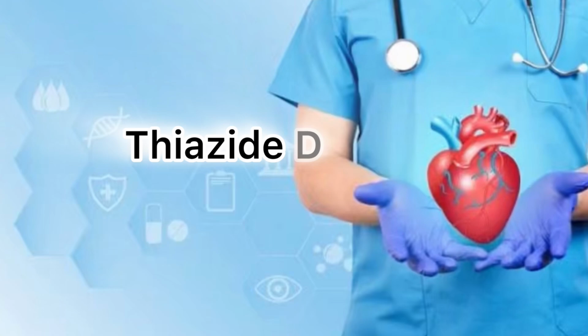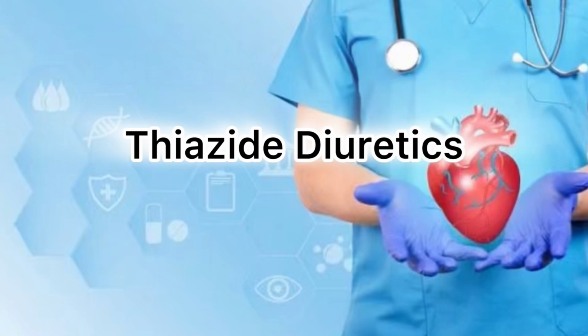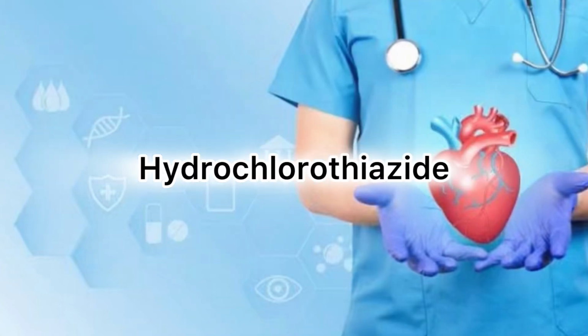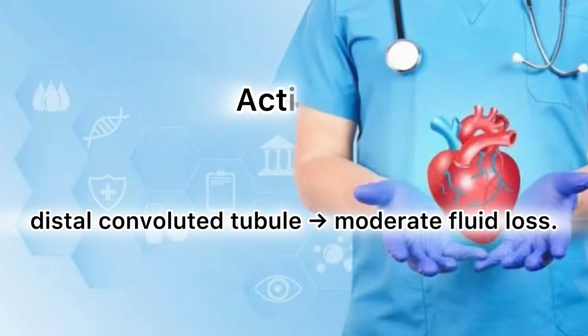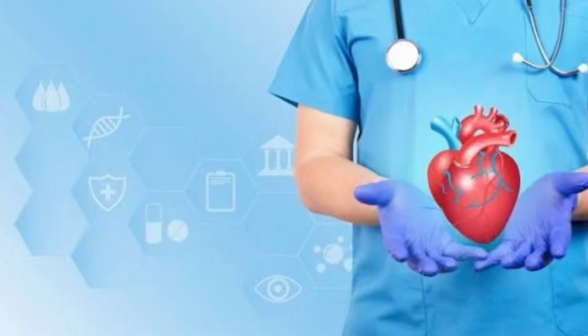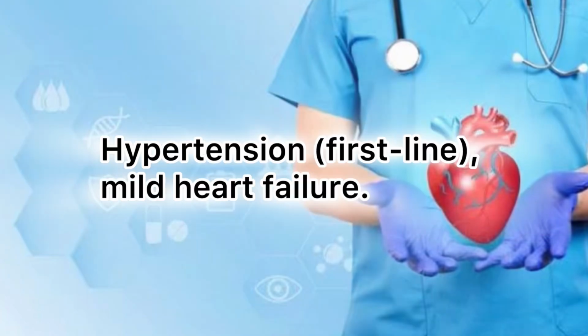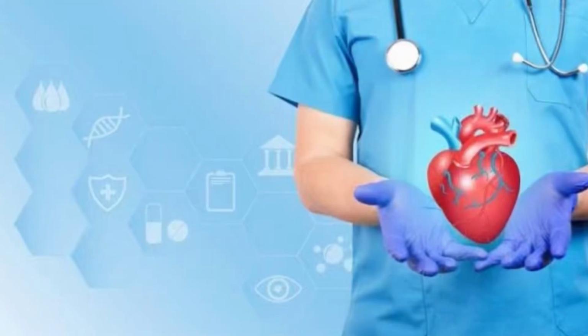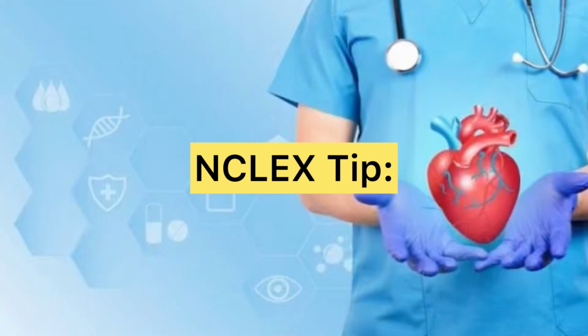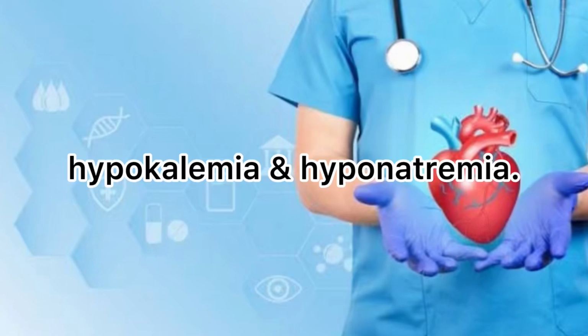Next are thiazide diuretics, for example hydrochlorothiazide and chlorothiazide. Mode of action: they work in the distal convoluted tubules, which leads to moderate fluid loss. They are used in hypertension as first-line treatment, and in mild heart failure. The NCLEX tip says to remember the risk of hypokalemia and hyponatremia, so watch for dehydration signs.